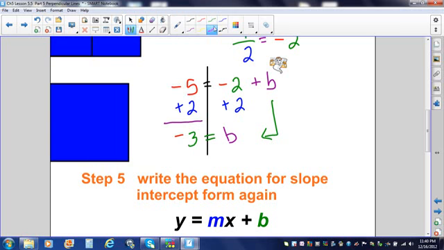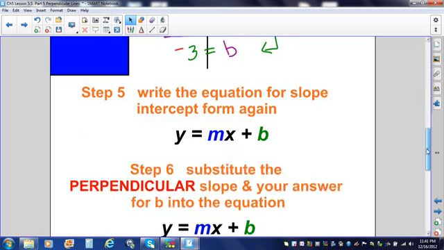These are gone, just like Adrian Peterson was gone for the end zone yesterday. Epic fail by the Rams. Negative 5 plus 2 gives me negative 3. Negative 3 equals b.